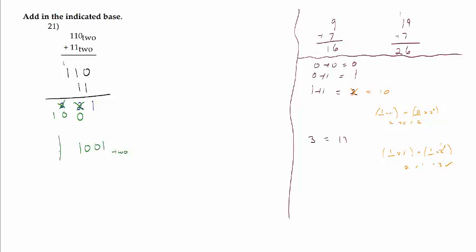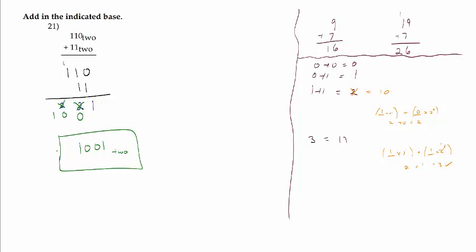And this is in base 2. So when I ask you to go ahead and add in another base, I'm looking for this process. I want to see that you are carrying over. I don't want you to convert it to base 10, add them, and then convert the answer back. I want you to do the addition in base 2.